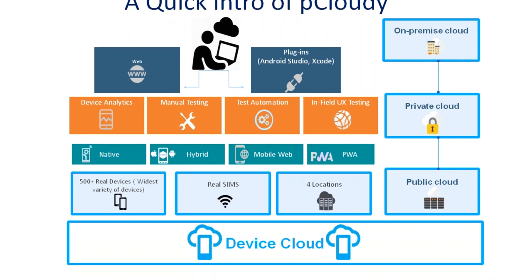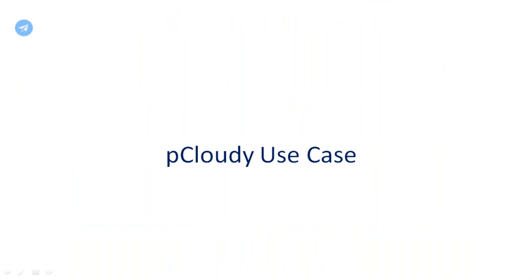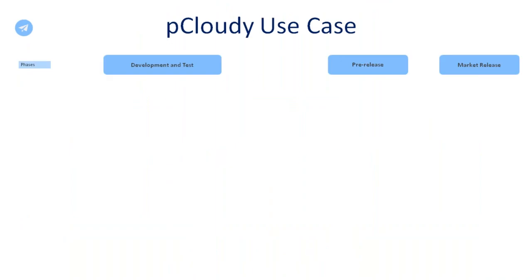Now, let's see the pCloudy use cases, where pCloudy can fit in a typical product life cycle. I have depicted a very simple product life cycle. It may vary from organization to organization, but I have depicted a simple and minimal one here because we can concentrate on these three different phases, right? So we have development and test, pre-sale, pre-release, and market release, right?